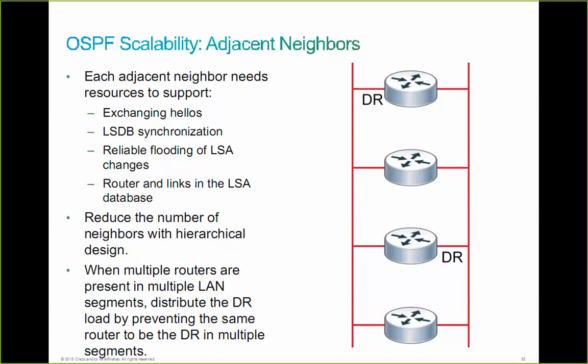That means that the fewer neighbors that exist on the segment, the smaller the number of adjacencies the DR and the BDR have to build. Now, each OSPF adjacency represents another router. If I have another router in an OSPF segment that I have to communicate with, I have to exchange hellos with that router. I have to synchronize my link state database with that router. I have to reliably flood link state advertisement changes to those routers. And I have to advertise the router and the network LSA for that segment as well.